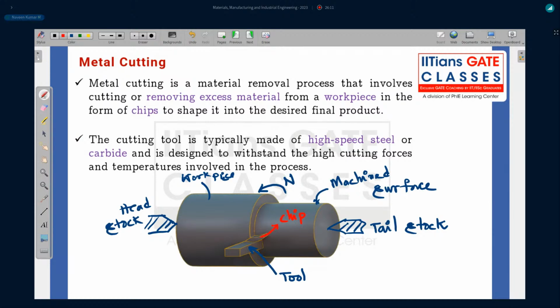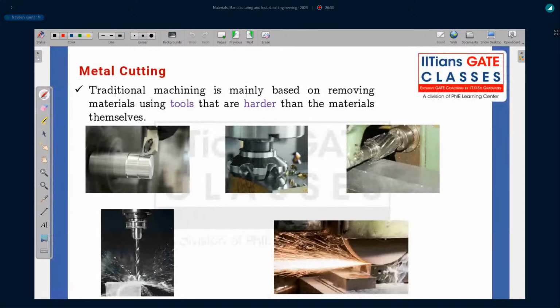Right? So what is this N? N is nothing but RPM here. Please do not forget, this is N, the rotations that are happening in the workpiece. Right? So the tool should be harder and the workpiece should be soft. That is important. Removing the material in the form of chips is known as metal cutting. Good. Now, again I'm emphasizing the important point, that materials are removed with harder tools.